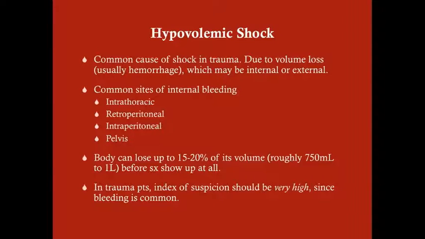So this is where our FAST exam is going to be really useful. When we're doing the FAST exam, we're looking at the heart and the lungs. We're looking around the kidneys and the liver. We're looking for any kind of blood in the abdomen, and then around the bladder.